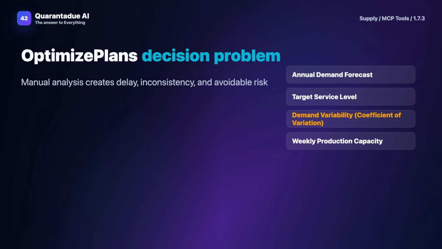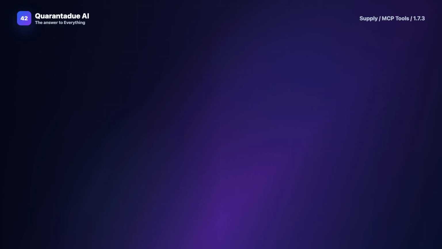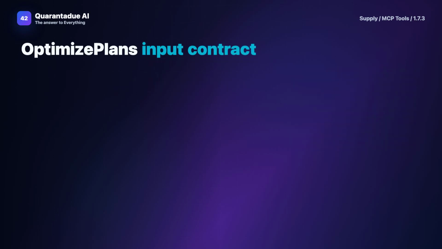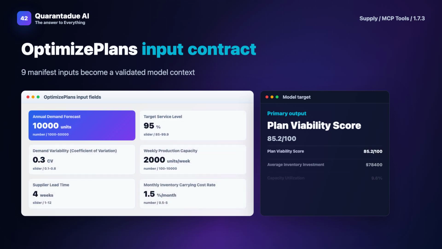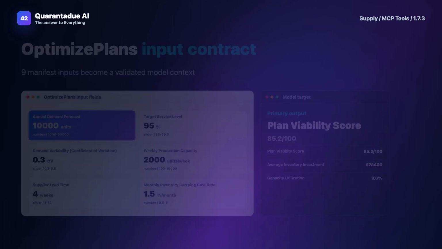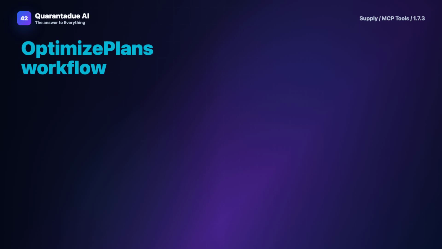Optimized plans starts with a defined input contract. Typical inputs include annual demand forecast, target service level, demand variability, coefficient of variation, weekly production capacity, and supplier lead time. Keeping these fields explicit reduces ambiguity and makes every run easier to audit.